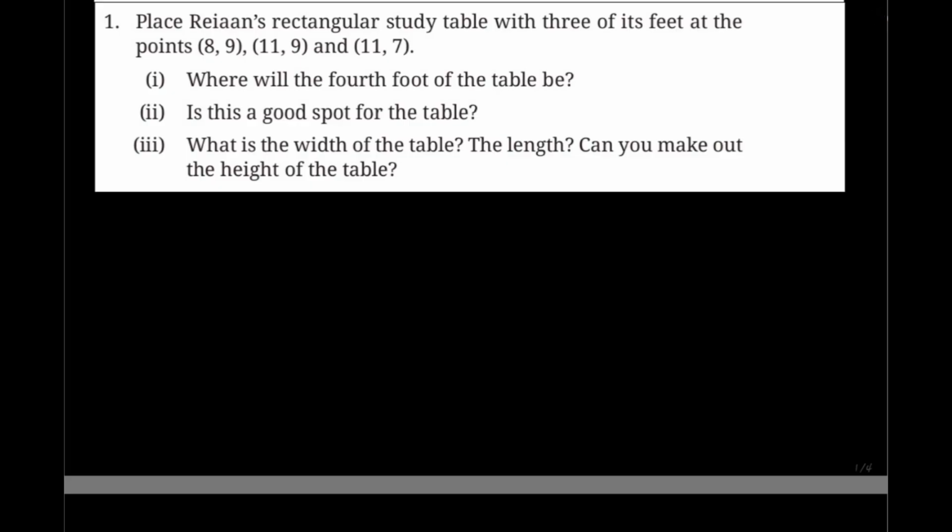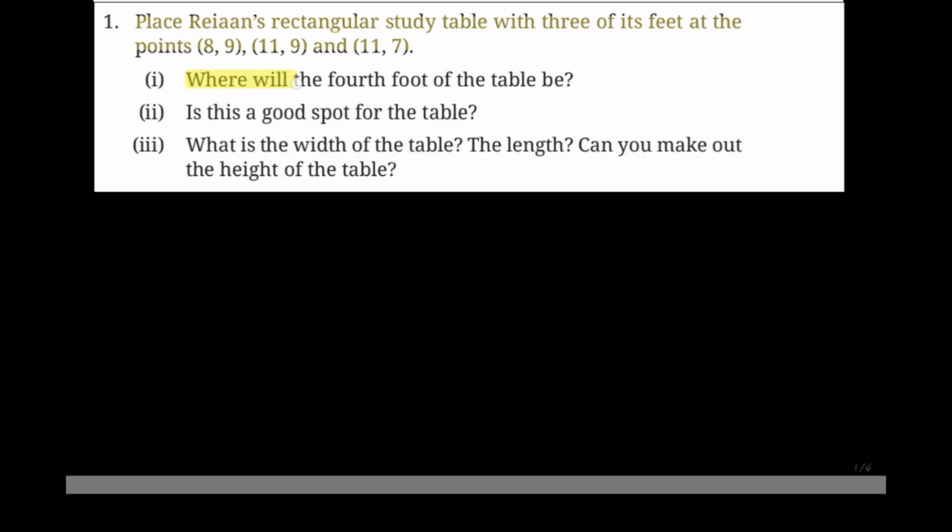First question is, place Rian's rectangular study table with 3 of its feet at the points 8, 9, 11, 9 and 11, 7. Where will the fourth foot of the table be? So we have to find out the fourth foot of Rian's rectangular study table.